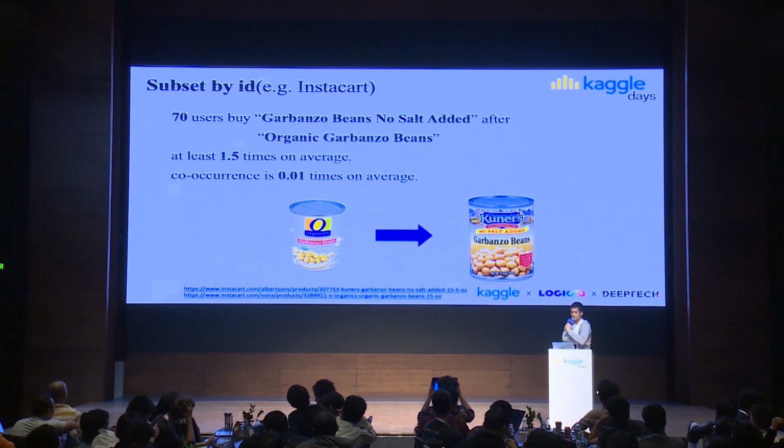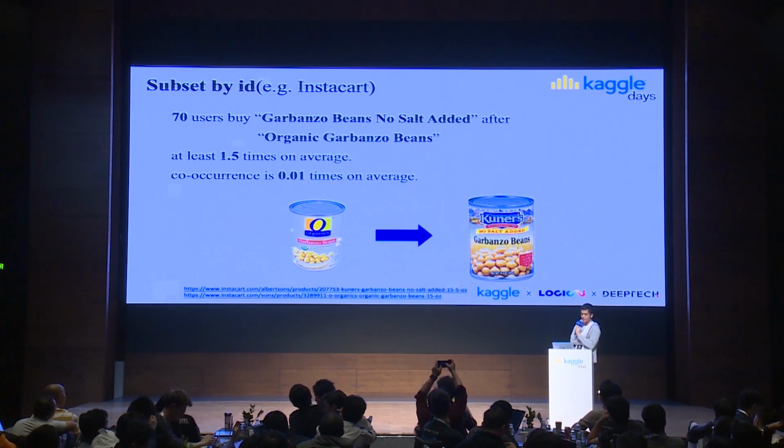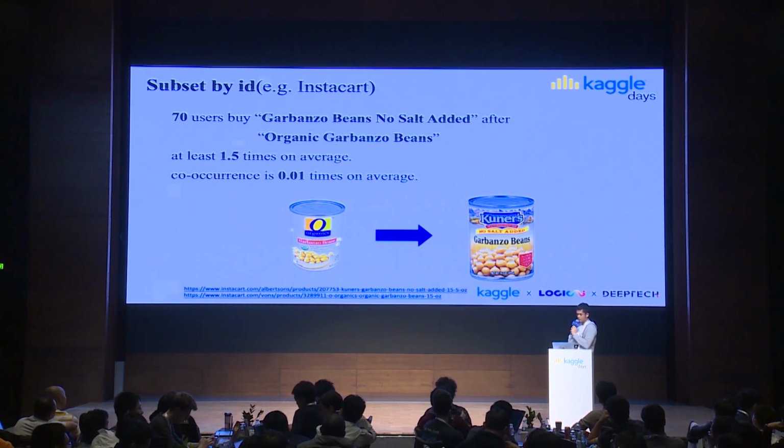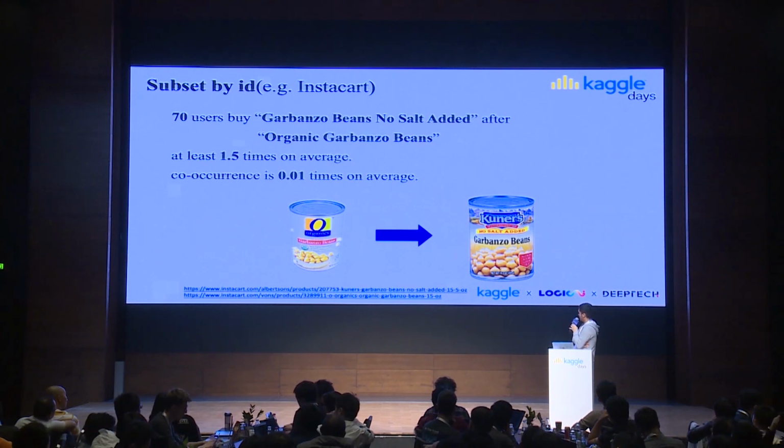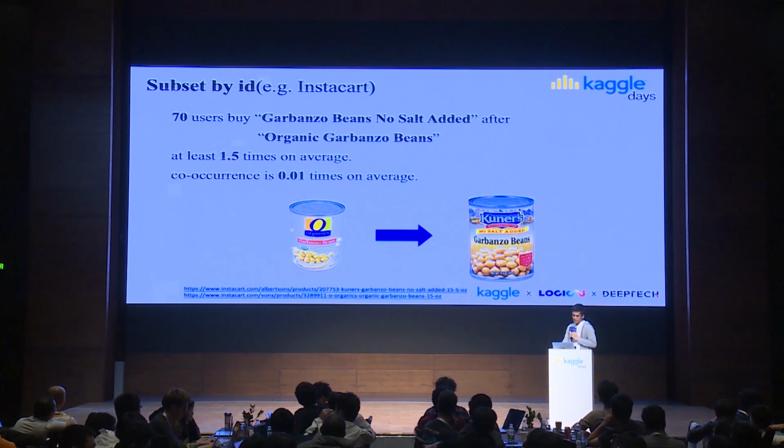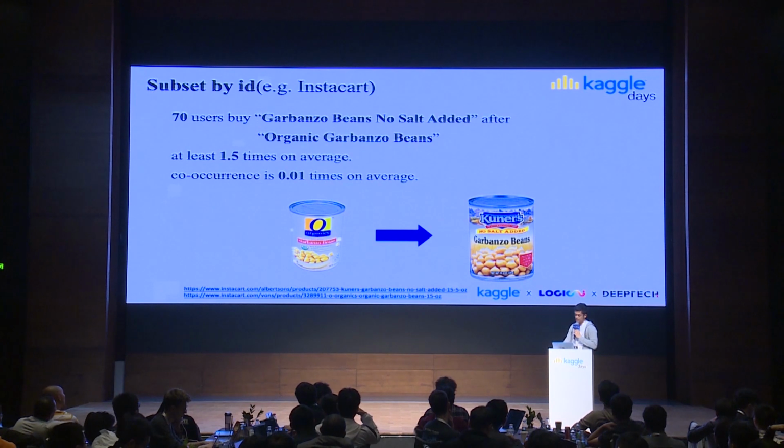On the other hand, 70 users buy garbanzo beans no salt added after organic garbanzo beans, at least 1.5 times on average. Also, co-occurrence is 0.01. So, compared to the before example, I think this is a good example for the replacement as well.